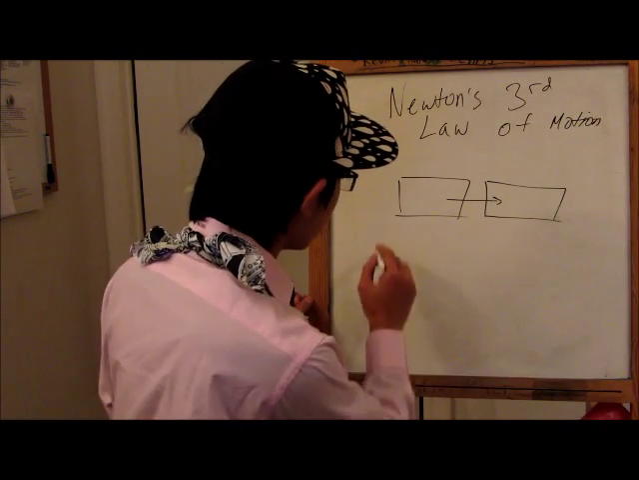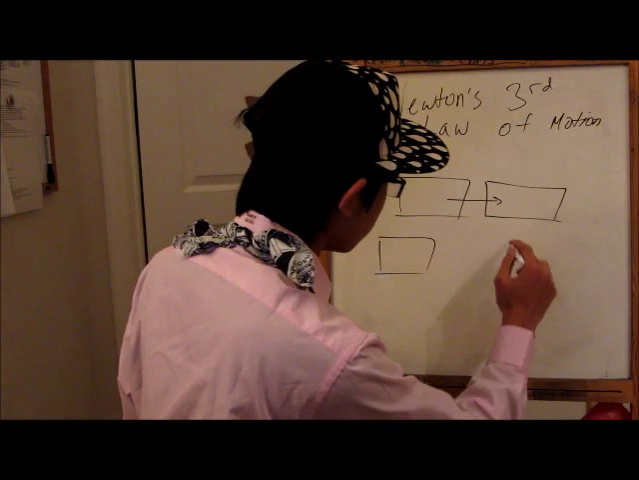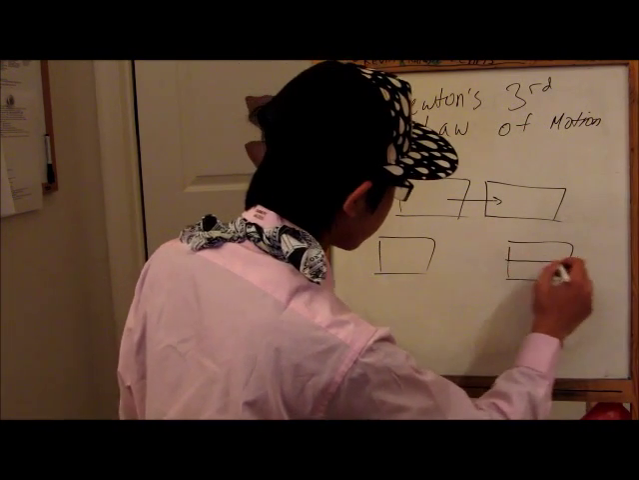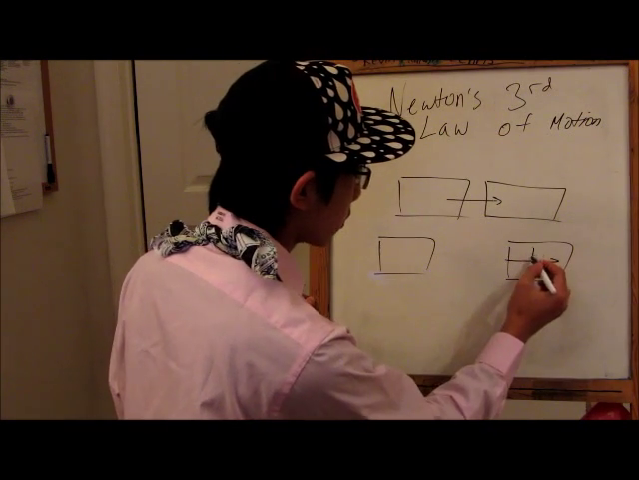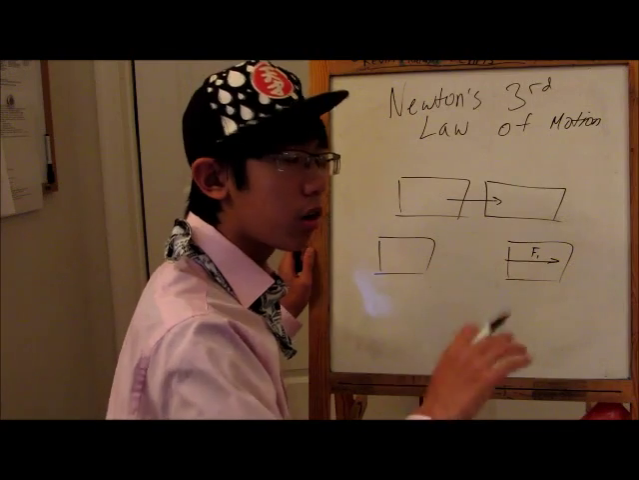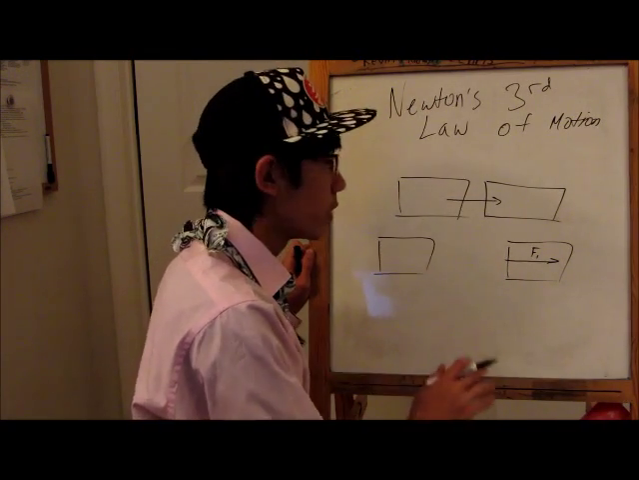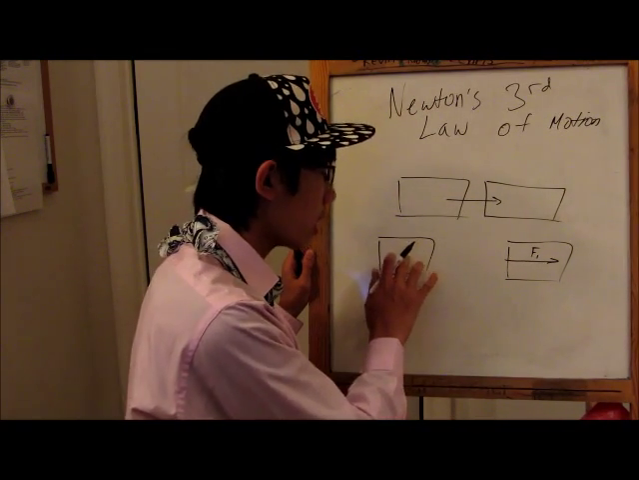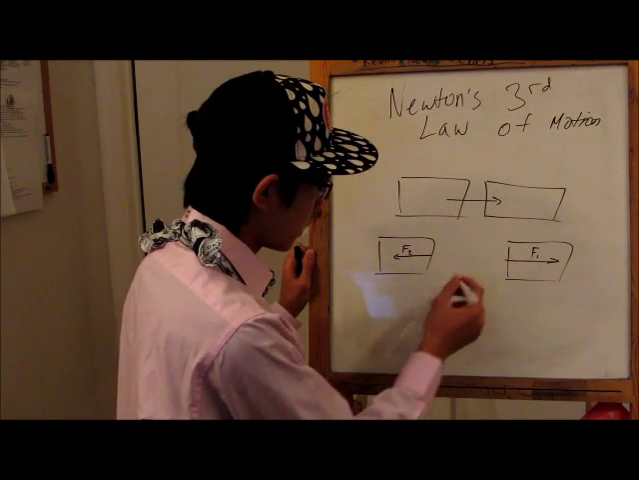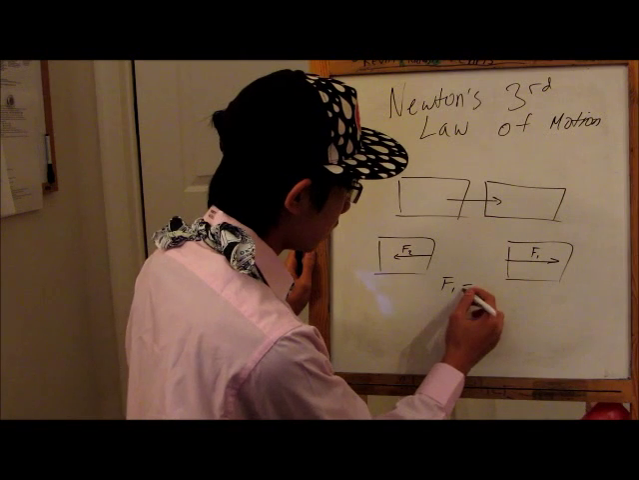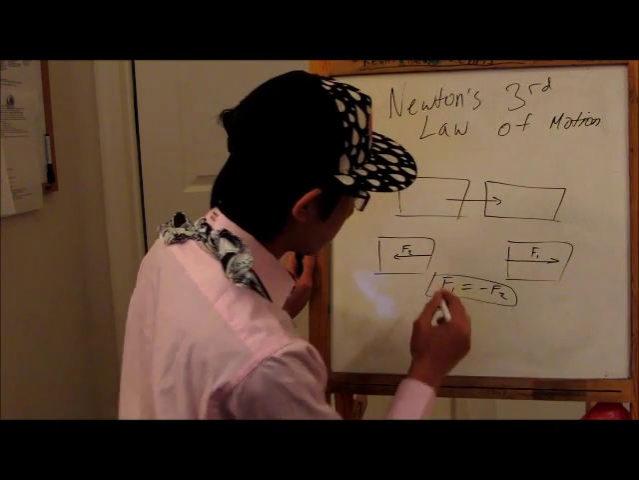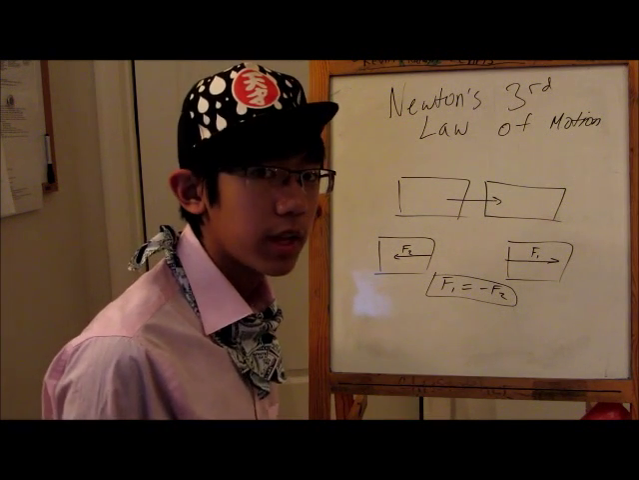So if we separate the two and draw them separately, then here is car A's force. This is force applied, F1. And then car B exerts an equal and opposite force on car A. So F1 is equal to F2. And that's Newton's third law.